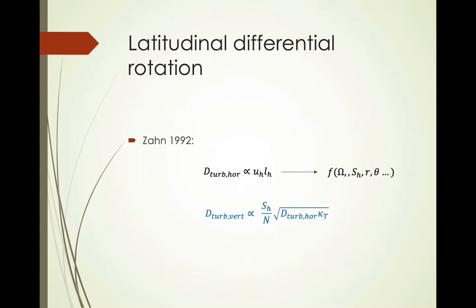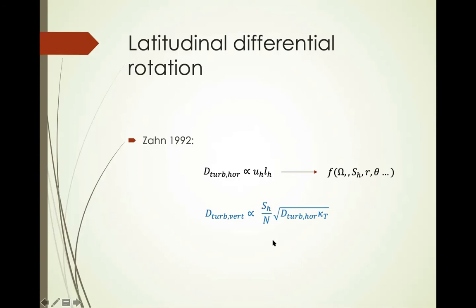He then went on to propose prescriptions for the horizontal mixing coefficient, D_turb,hor, and the vertical turbulent mixing coefficient, D_turb,vert. The horizontal mixing coefficient is simply given by a product of a typical horizontal velocity and a typical horizontal scale. And these could be functions of, say, the local rotation rate, shearing rate, radius, and latitude. The vertical turbulent mixing coefficient, on the other hand, he directly constructs from arguments of energy transfer from the large scale to the small scales and dissipation by thermal diffusion.